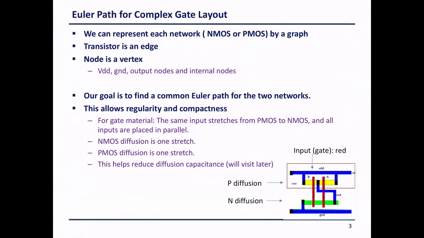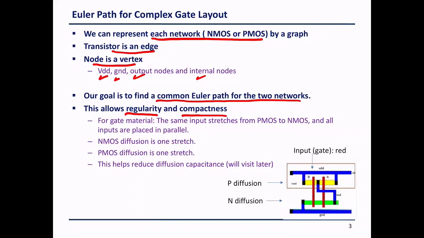So our goal when we are building complex gates is to represent each network, NMOS or PMOS, by a graph where the transistor is an edge and the node is a vertex, meaning VDD, ground, out, and the internal nodes. And we want to find a common Euler path for the two networks. Why? Because this directly gives me regular compactness.